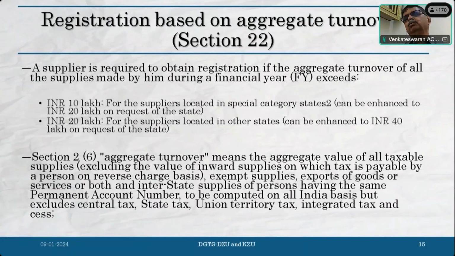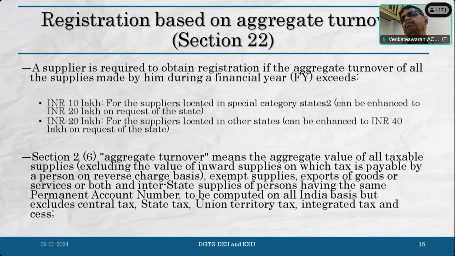Section 2, subsection 6 says what aggregate turnover is. Aggregate turnover is all taxable supplies, excluding inward supplies, that is RCM supplies, and it includes exempt supplies. Even if I have taxable supply along with exempted supply, and even if the exempted supply is larger, if the total exceeds the threshold limit, I am definitely liable for registration. Similarly, all exports are also included in the taxable supply value.